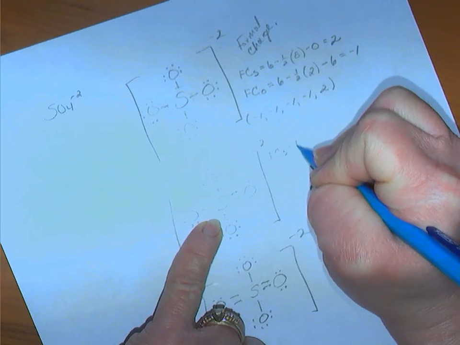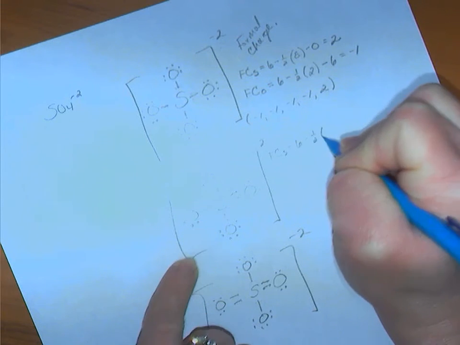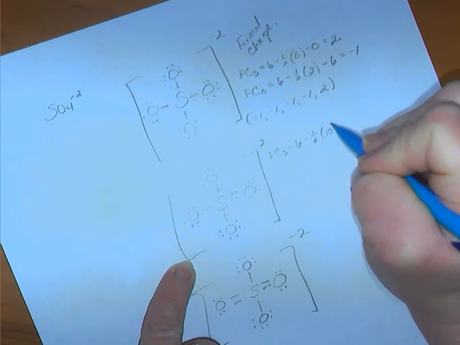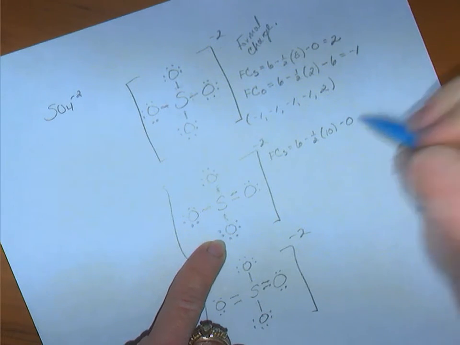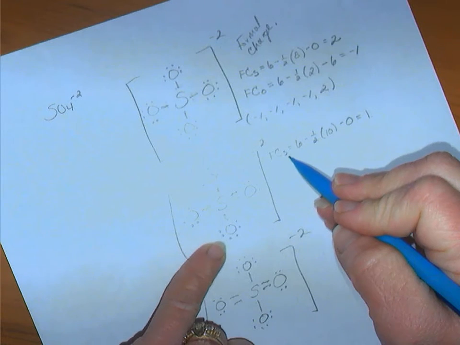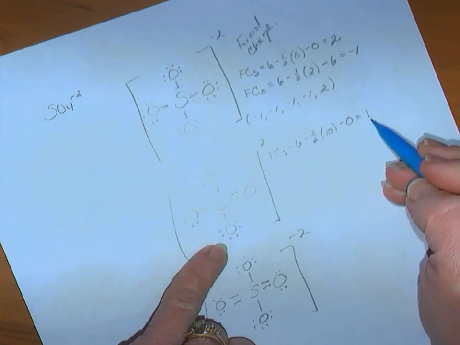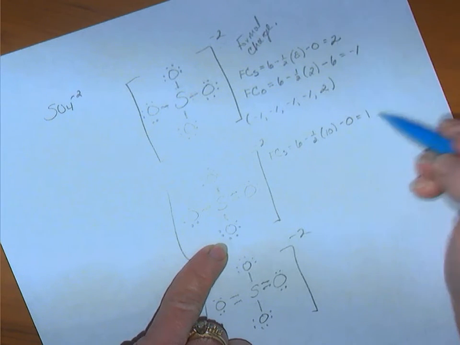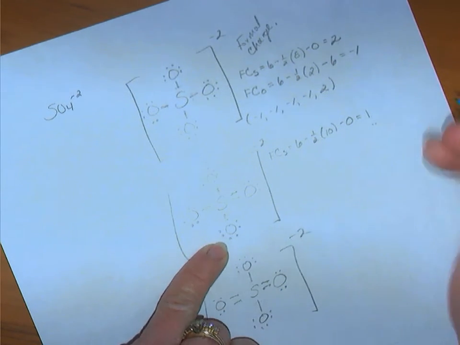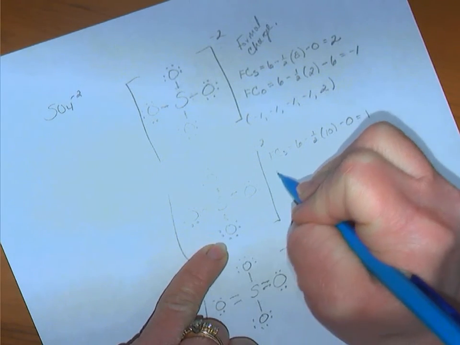We assign it 6 minus 1/2 of 2, 4, 6, 8, 10 are how many? Minus 0 that are alone. So a formal charge of 1. Okay, now from the perspective of sulfur, we're getting closer to 0 compared to 2. So this is a little bit better of a structure from sulfur's perspective. All right, the formal charge.